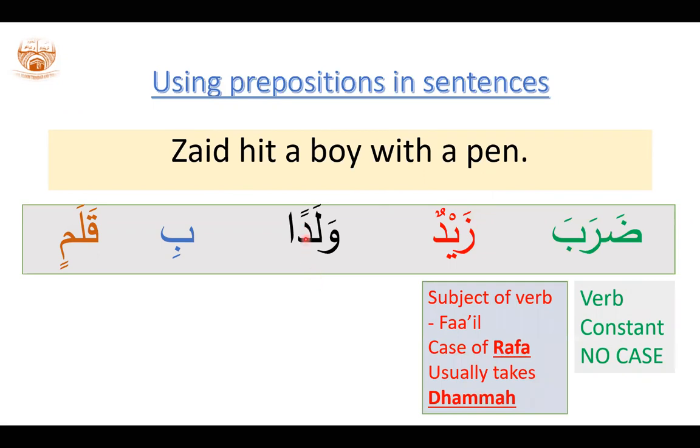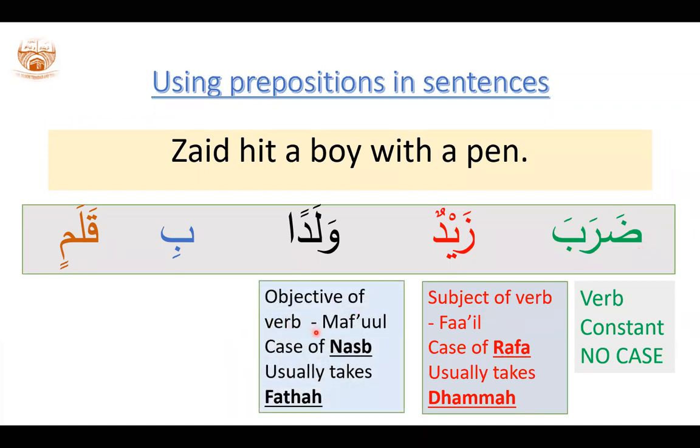Now, this sentence has an object. Who received the action? A boy. Because the verb is transitive. So, the object of the verb is called maf'ul bihi. It takes the case of nasb. And nasb usually takes fatha. Remember I told you all that whenever we are using the tanween fatha, we apply an aleph for it. This is how it is used. This is the law that governs that. It is only for tanween fatha. Note, there's a tanween dhamma, but there is no aleph or additional letter. So it is used with that for easy identification.